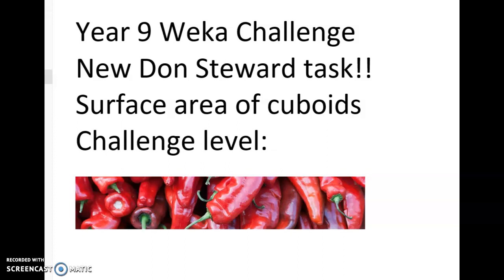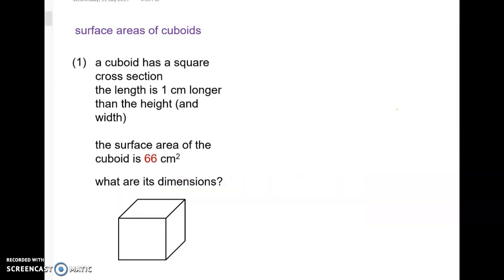So it starts off looking innocuous, but this is what we've got. We've got a cuboid and it's got a square cross section and the length is 1 centimetre longer than the height and the width. And we're given the surface area, we have to figure out the dimensions of the cuboid. So let's back up to what we all learn in Year 9.